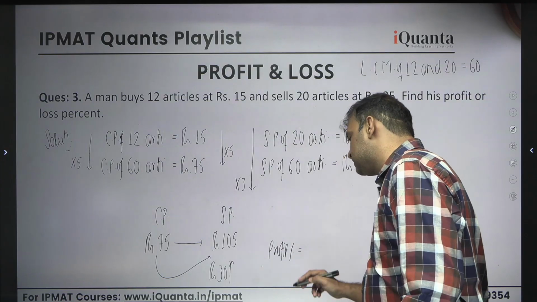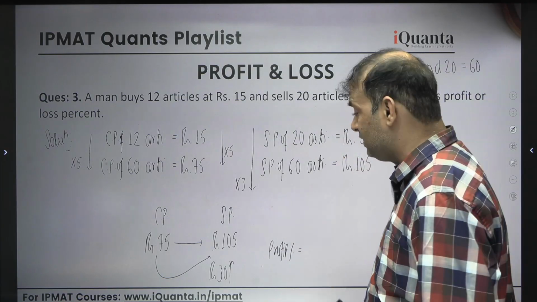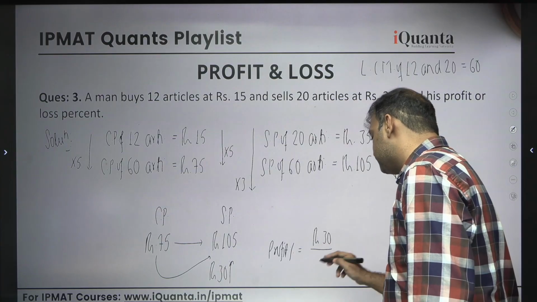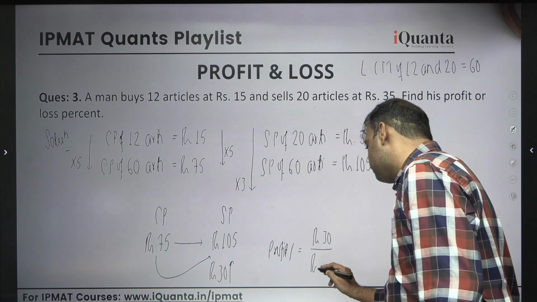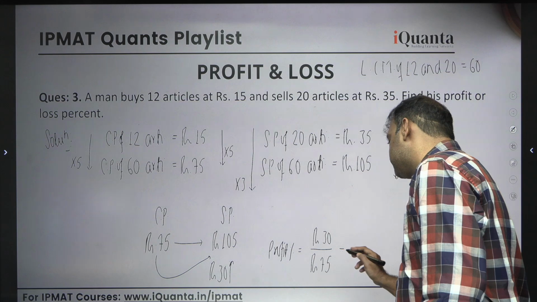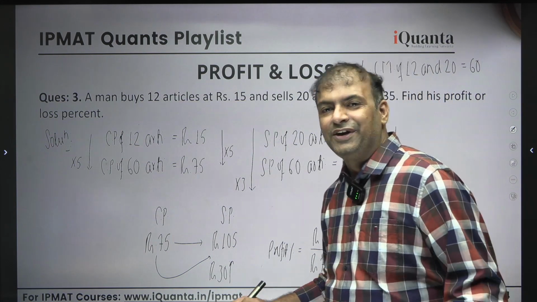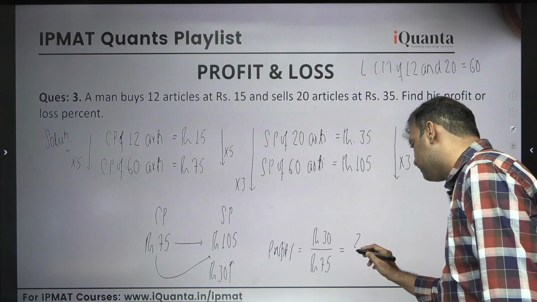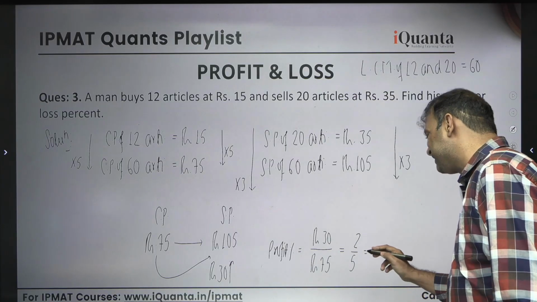Profit percentage, we can say that profit is what percentage of cost price. The profit here is rupees 30 and the cost price here is rupees 75. So we just have to find out that 30 is what percentage of 75, right guys? Now in these two terms, 15 is something which is common, right? So we can say 15 twos and 15 fives. So we can say this is as 2 by 5.